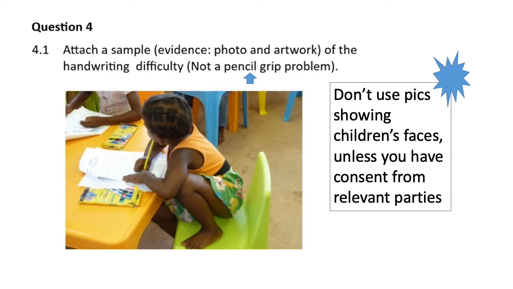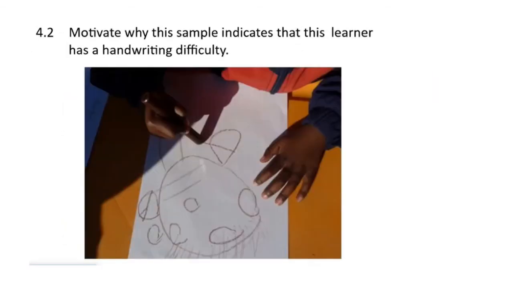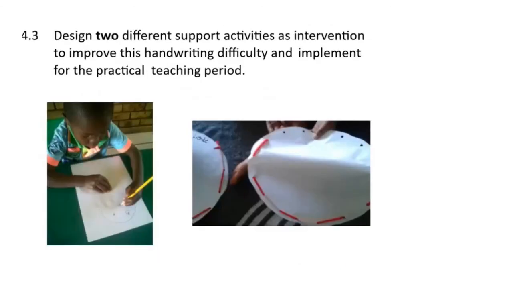Don't use pictures showing the children's faces, remember, unless you have consent. So rather take the picture like in that example, side view, or take the learner overhead so you only see the top of their heads and you don't see their faces. There's another example. So you can use that, the overhead view. And there you go as well.